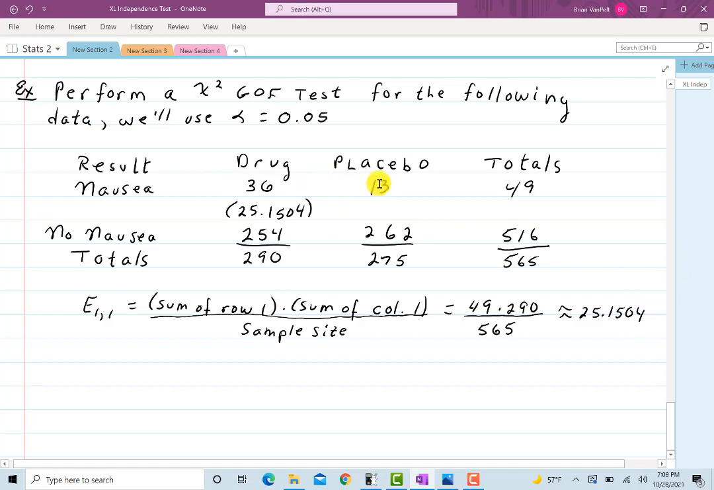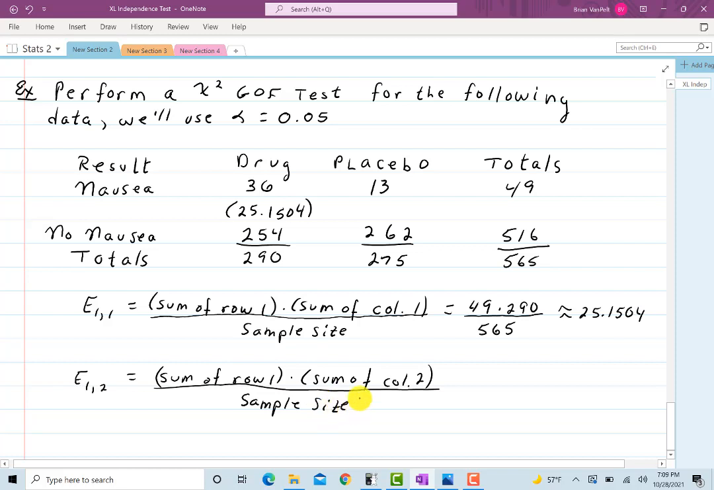So my next position here, I'm still in row 1, but I'm in column 2. So let me do E1, comma 2. That's the sum of row 1 times the sum of column 2. All of that is divided by the sample size. So row 1 had 49. Column 2 has 275. And then we have 565 for the sample size.